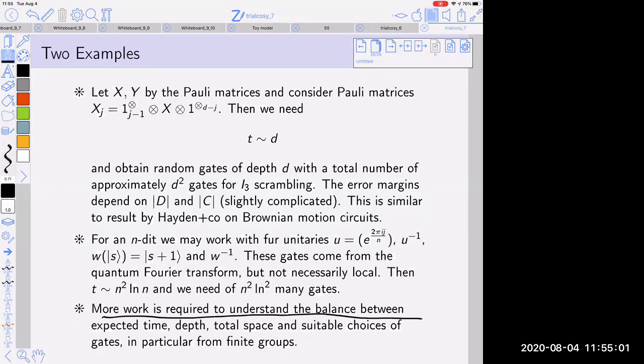There are some tools, but in every situation you have to adapt them reasonably well so that they actually work. And if you want a precise estimate on the time, there are also some technical components to do the calculations. So that is where we are at this moment, but there are many interesting examples from finite groups, which we would like to understand much better.